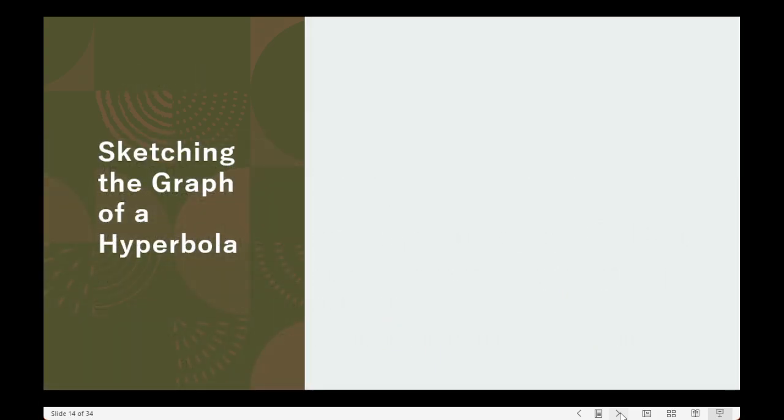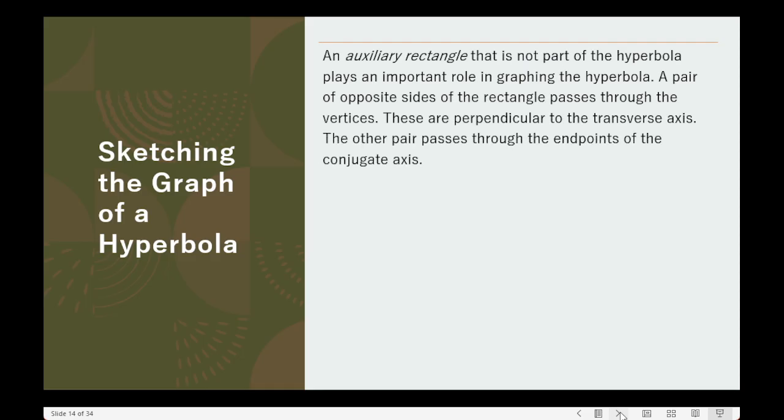Now, sketching the graph of the hyperbola, we follow some steps. First, we have this paragraph: an auxiliary rectangle is not part of the hyperbola, but plays an important role in graphing the hyperbola. A pair of opposite sides of the rectangle passes through the vertices. These are perpendicular to the transverse axis. The other pair passes through the endpoints of the conjugate axis.